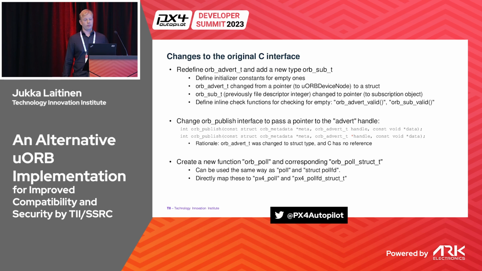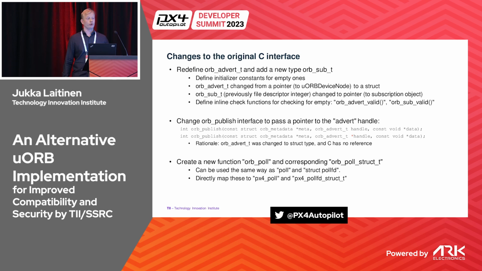This is a recap of what kind of changes we did to the original C interface. These ones are not so much used in the PX4 code base nowadays, so there are very little changes needed to the other PX4 parts because of this. But basically we changed the advertiser handle type, and because we changed the advertiser handle type to a structure, we also changed the publish to pass a pointer to the structure instead of the whole structure. But that's sort of a minor detail.